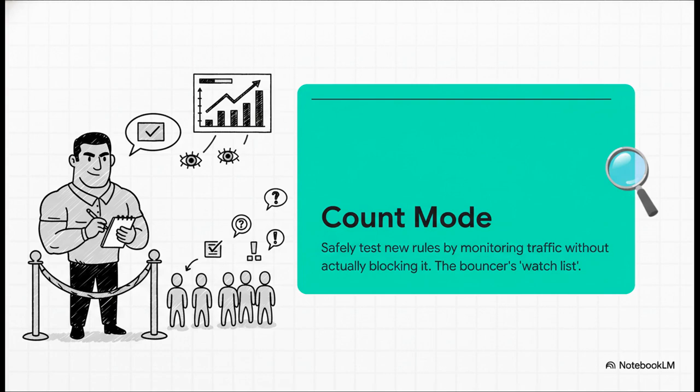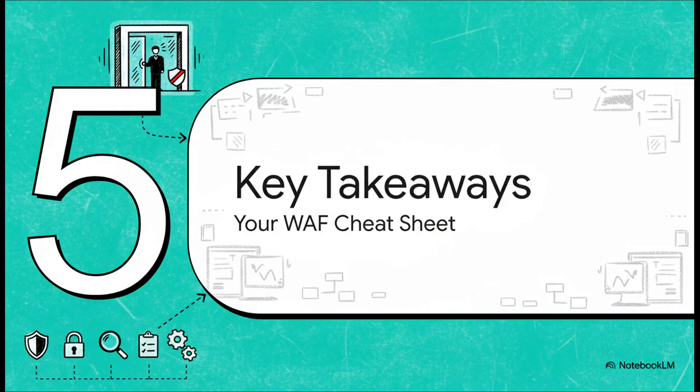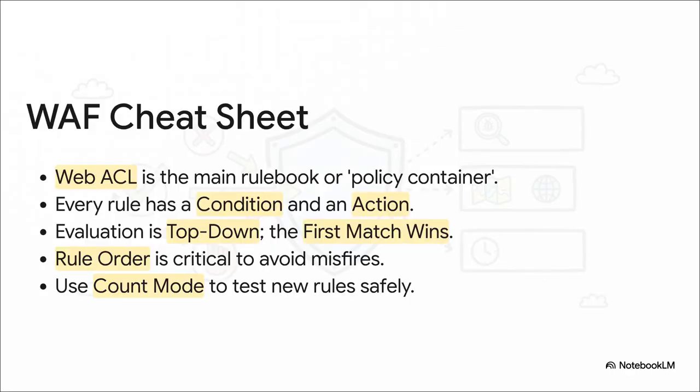All right, we have covered a ton of ground here. Let's just boil everything we learned from our digital bouncer down into a few key essential takeaways. Okay, here's your cheat sheet. First, the web ACL. That's the main rulebook. Second, every rule inside has a condition, what to look for, and an action, what to do. Third, evaluation is always top-down, which means the first match wins. And because of that, fourth, your rule order is beyond critical. And finally, remember to use count mode to test out your new rules safely before you actually turn them on.